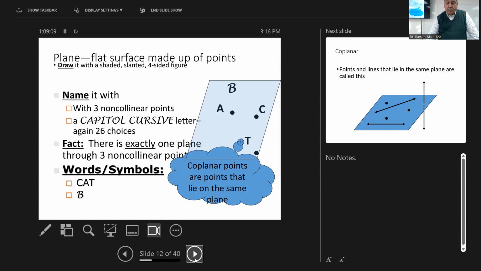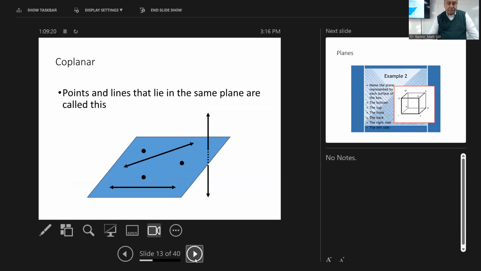Coplanar points are points that lie on the same plane. So all those points are coplanar, but they are not collinear. Points and lines that lie in the same plane are called coplanar. If there is a line that intersects the plane, where it crosses the plane is the point of intersection.